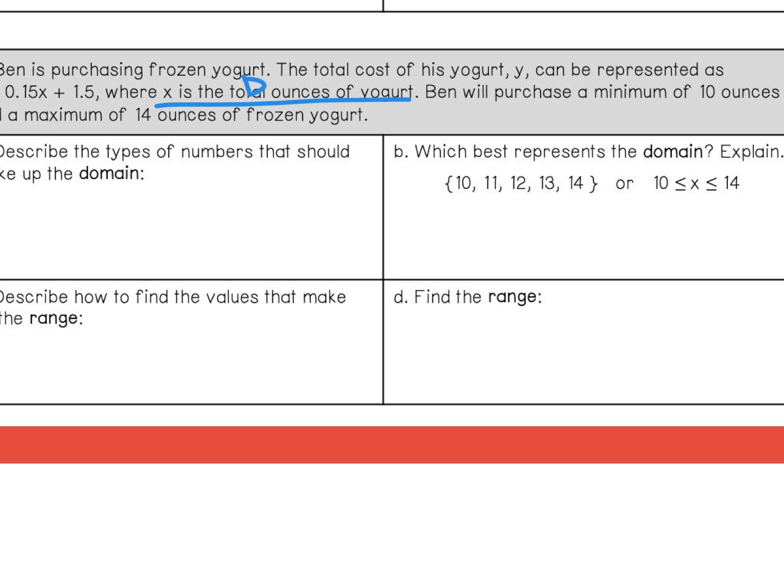Y is going to be your money. Ben will purchase a minimum of 10 ounces and a maximum of 14 ounces. Okay, so what kind of numbers are these?